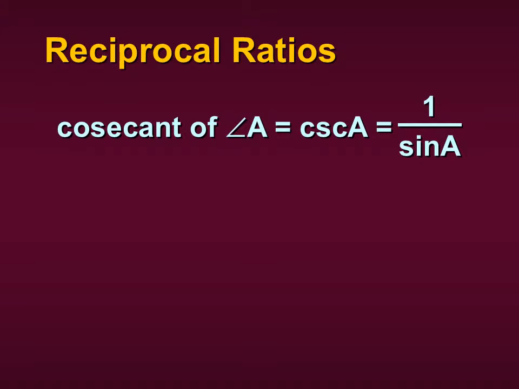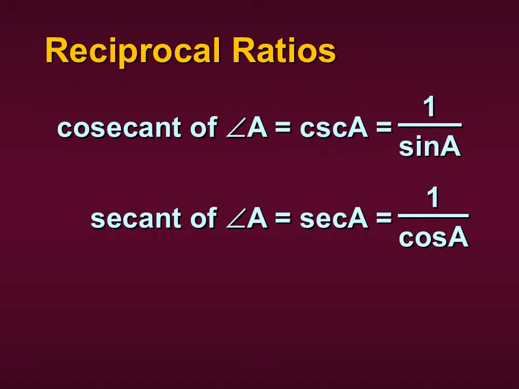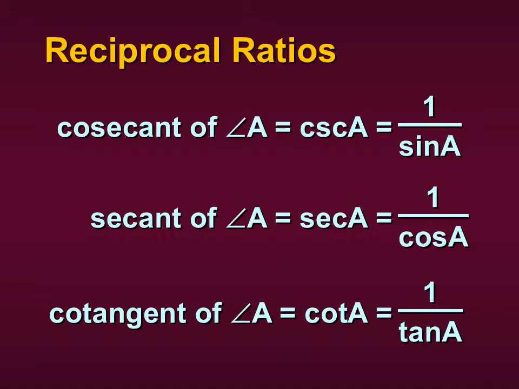So the first reciprocal ratio is cosecant, which is going to be the reciprocal of sine. So cosecant, we shorten that because that's a really long word, and we put CSC, and that's cosecant. So if we want cosecant of an angle, that's equal to 1 over the sine of the angle, or the reciprocal of the sine. Secant is the reciprocal of cosine, and secant we shorten to SEC. And then we have cotangent, which is the reciprocal of tangent, and we shorten that to COT.